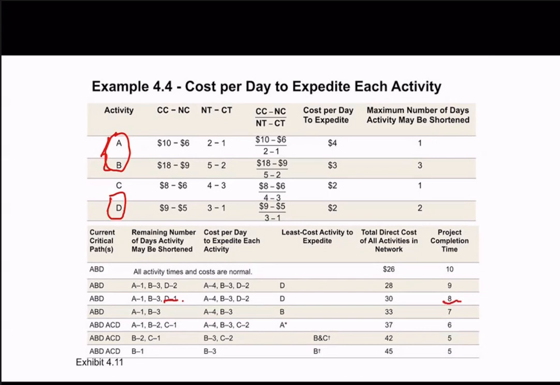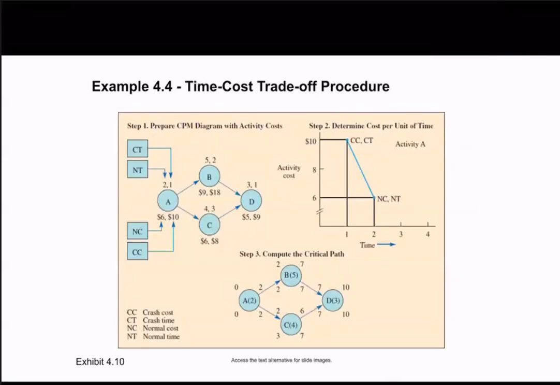And the same as line 2, we have 28 plus another 2 as the direct cost, so we have 30 for the total direct cost for line 3. Line 4 here is similar to line 3, and we still have ABD as the critical path. When you calculate the critical path, some students may feel confused about why ABD is still the critical path, because the time for D has been changed. So here it is 1 day.